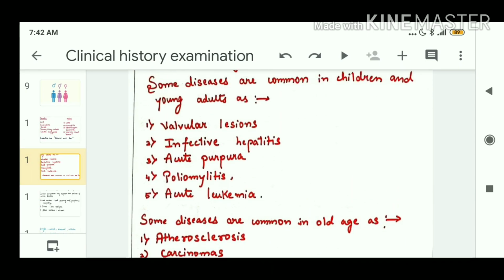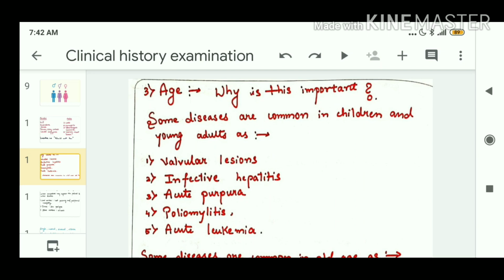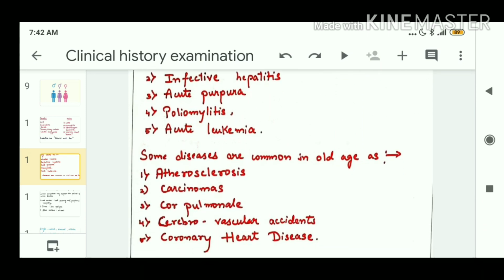Next, you should know the age of the patient. Why is this important again? Some diseases are common in children and young adults, like valvular lesions, infective hepatitis, acute purpura, poliomyelitis, and acute leukemia. And some diseases are common in the old age group, like atherosclerosis, carcinomas, cor pulmonale, cerebrovascular accidents, and coronary heart disease.